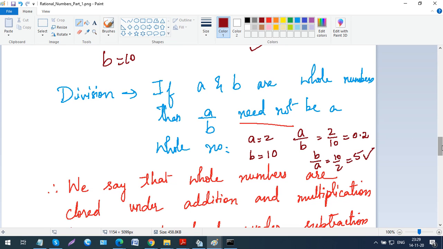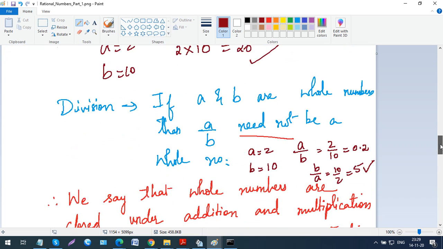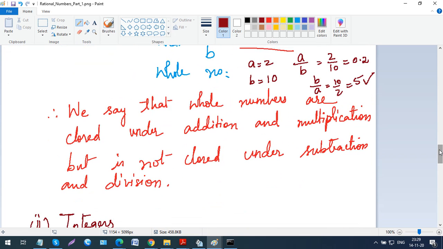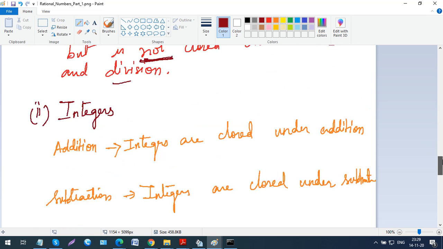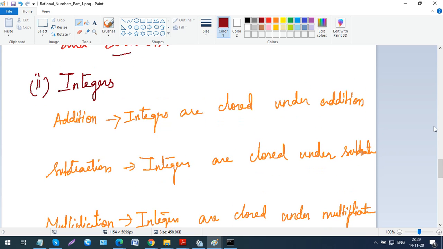So what all satisfies? Addition and multiplication satisfy. Subtraction and division don't work out. So we say that whole numbers are closed under addition and multiplication, but are not closed under subtraction and division. Got it? So that's how you define the closure property. So we looked at the closure property for whole numbers. Now we will look at the integers.